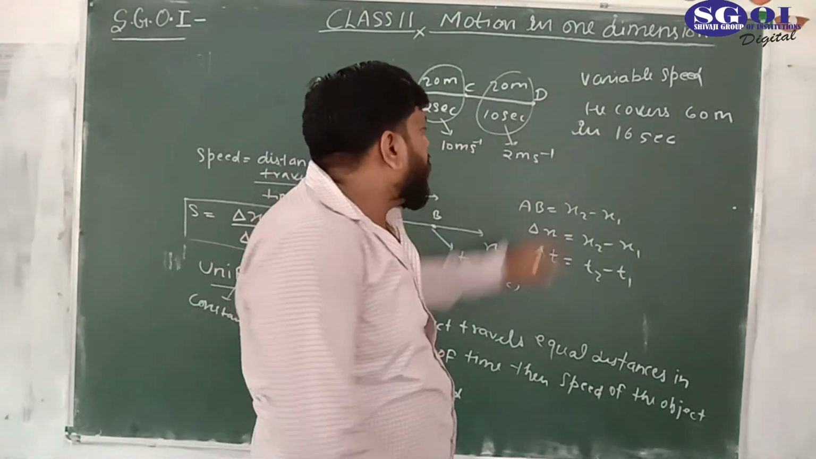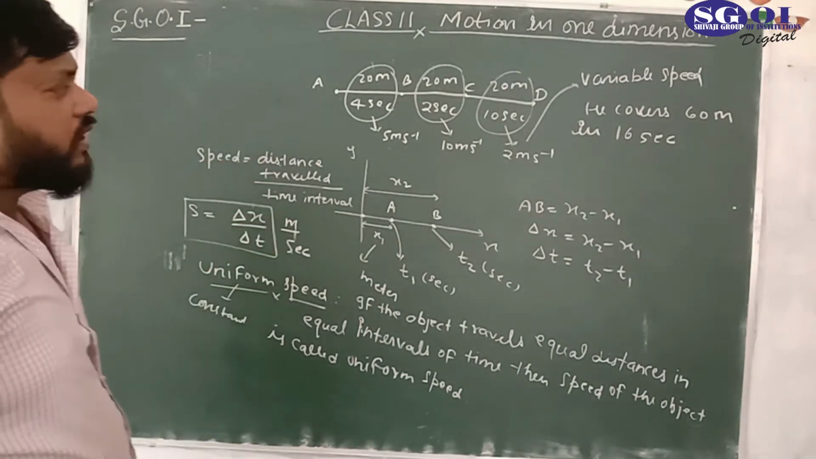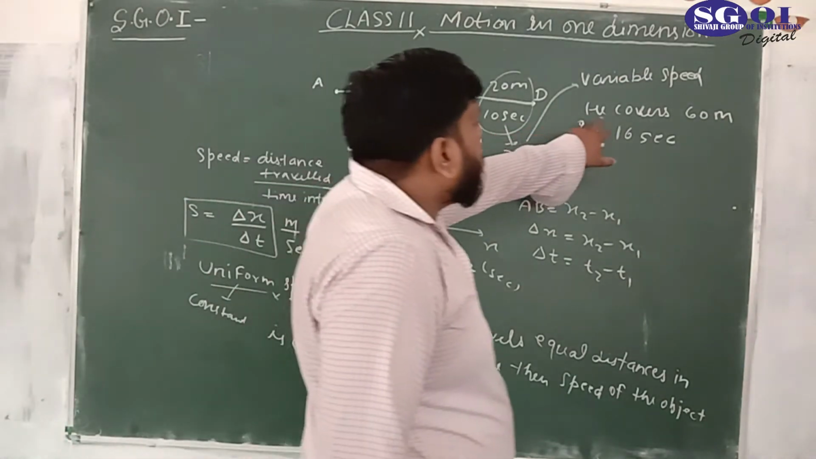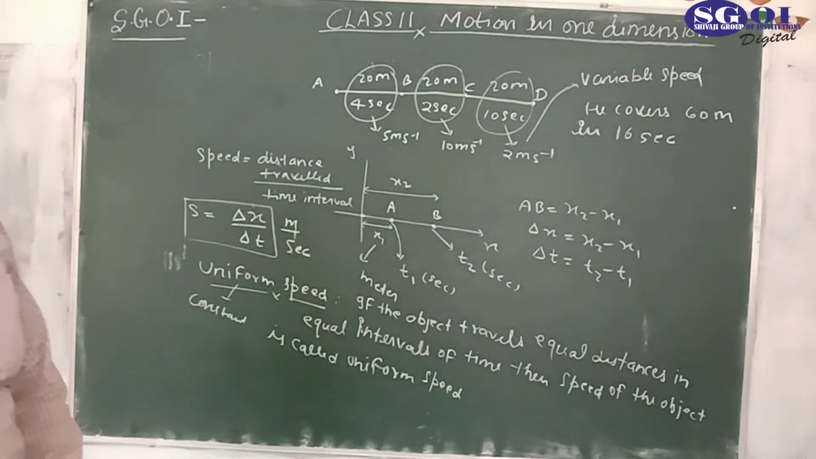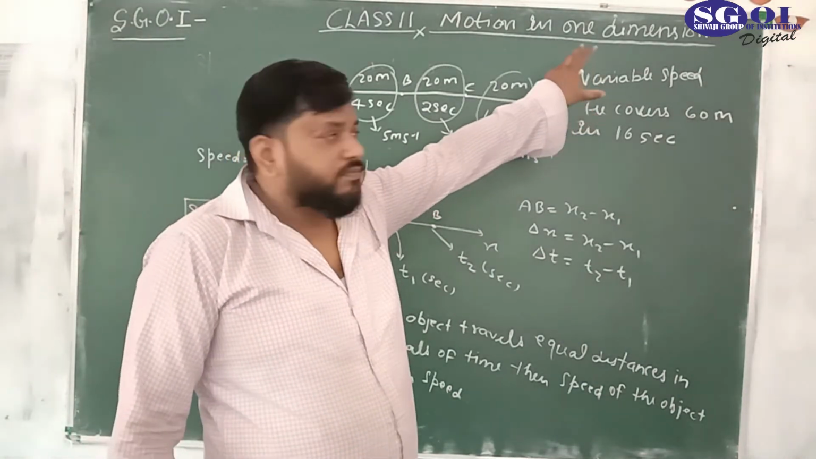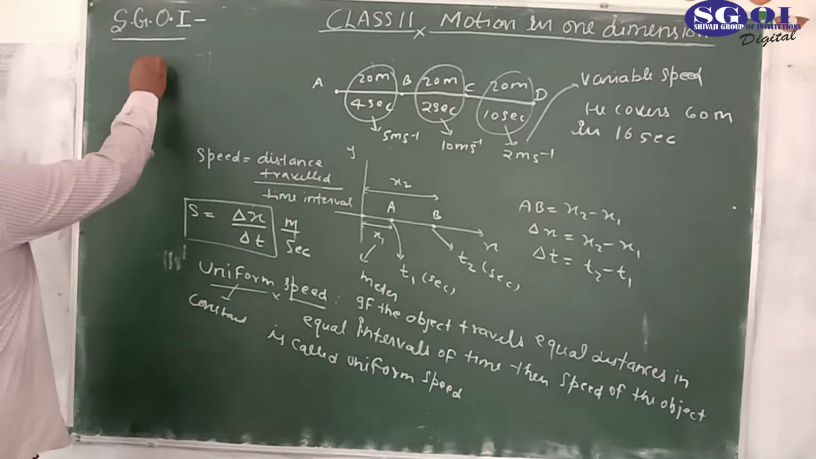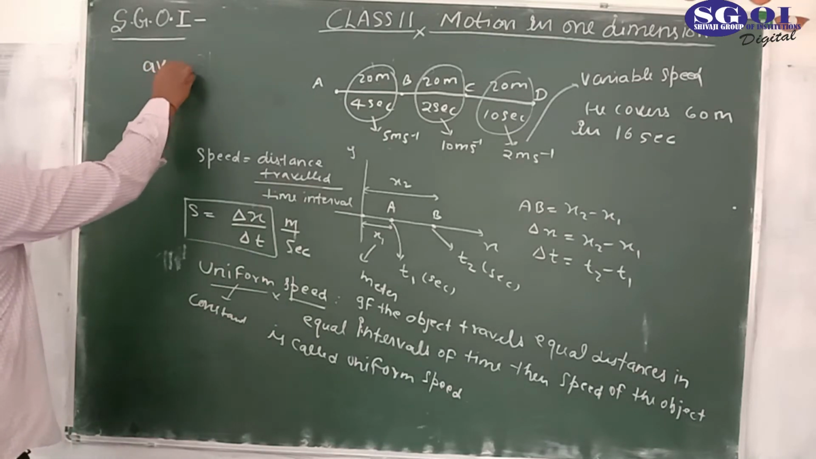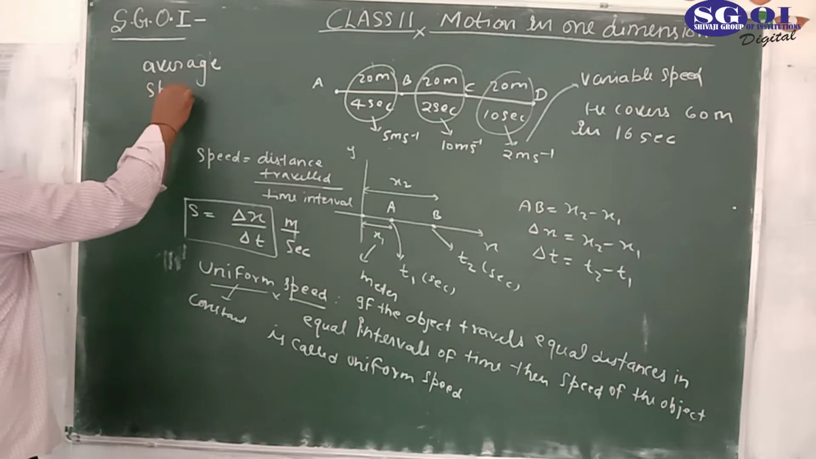So the speed is variable. You are seeing that the object is changing its speed during the motion. And finally, we are seeing that he covers 60 meter in 16 seconds. Okay. So in that case, which is the practical case, we can find out there is a speed which is known as average speed. We will talk about that speed, and that speed is called average speed.